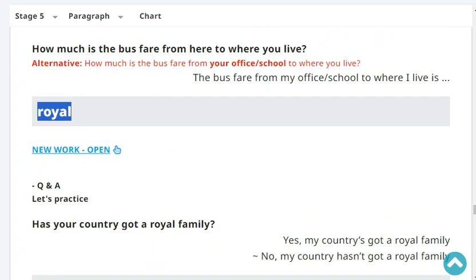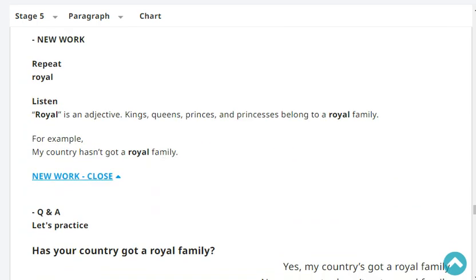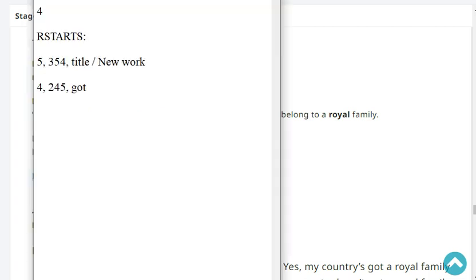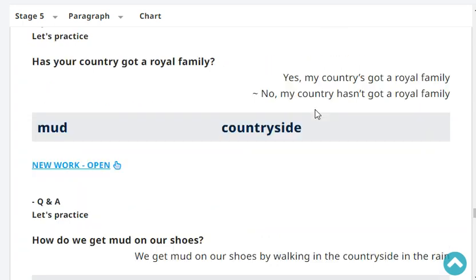Next, repeat. Royal. Royal. Very good. Okay, listen. Royal is an adjective. Kings, queens, princes, and princesses belong to a royal family. Example sentence: my country hasn't got a royal family. Let's practice. Has your country got a royal family? Yes or no? Yes, my country's got a royal family. Very good.